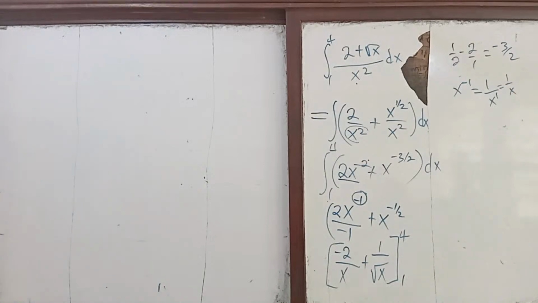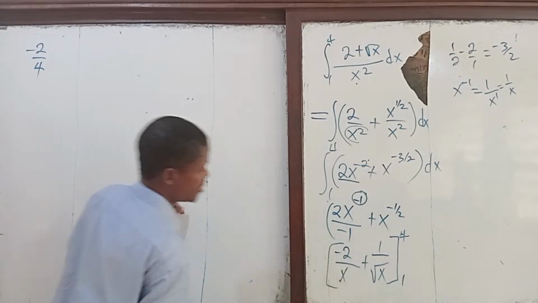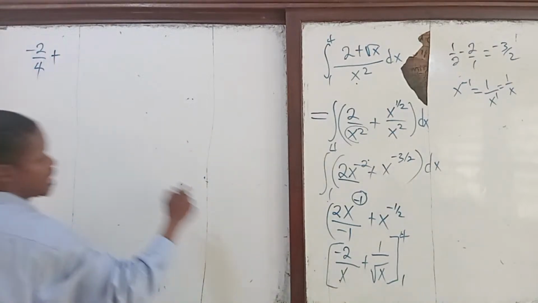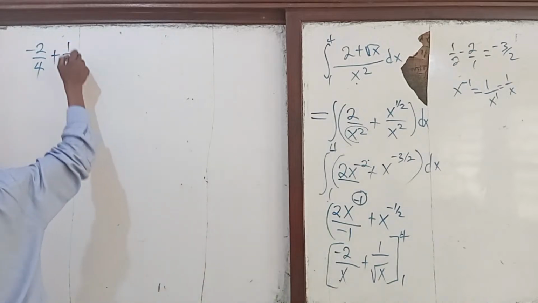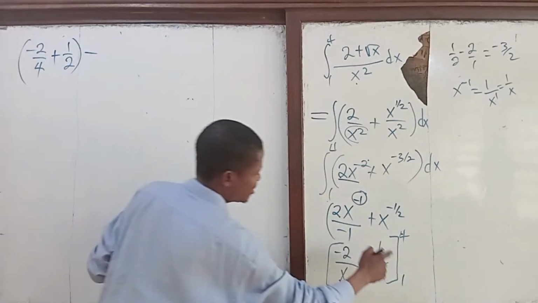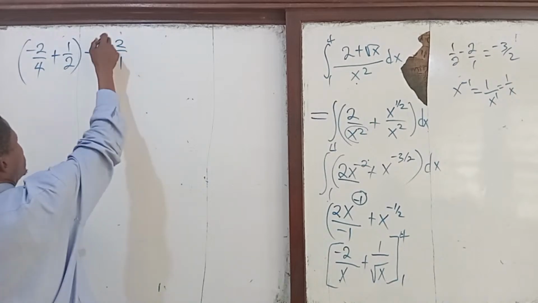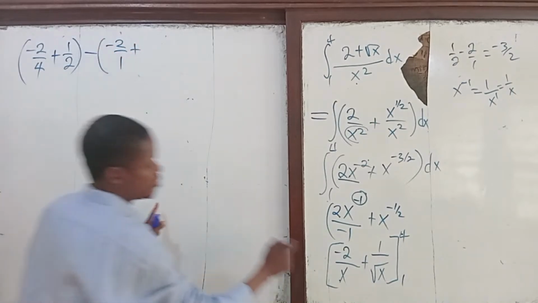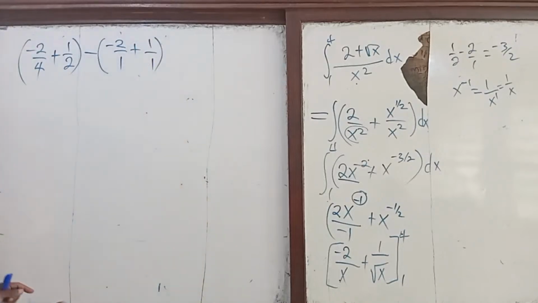So that will be equal to minus 2 over 4. Substitute the upper boundary. Anywhere you see your x, you put the upper boundary there, then plus root 4, that's 2. That's 1 over 2. So I'm done with the upper boundary. Then substitute the lower limit, which is 1. So that will be minus 2 over 1, and then plus root 1, which is 1. So that's 1 over 1. So that's that on that one.